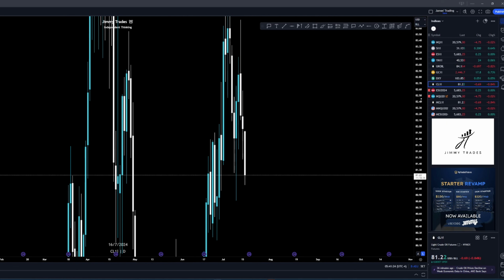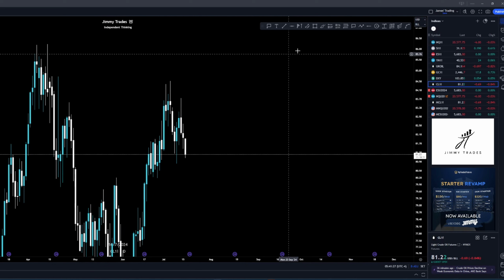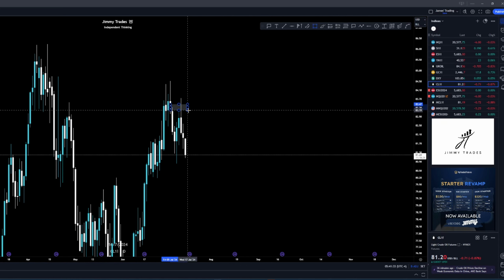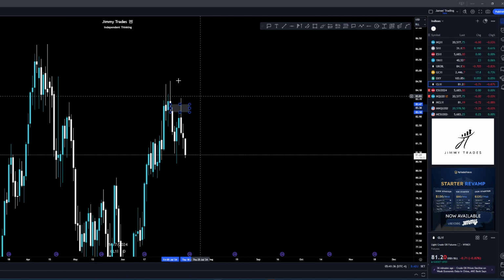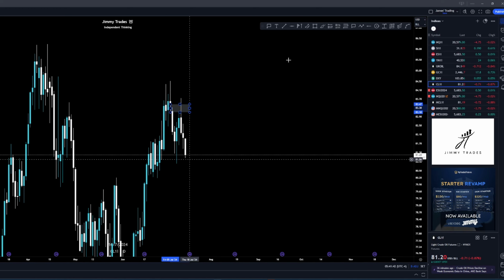With all the markings still on there, I thought it was worth jumping on and having a look. So the same idea still applies here. We had this volume imbalance, high resistance liquidity at the highs here, price moving lower.